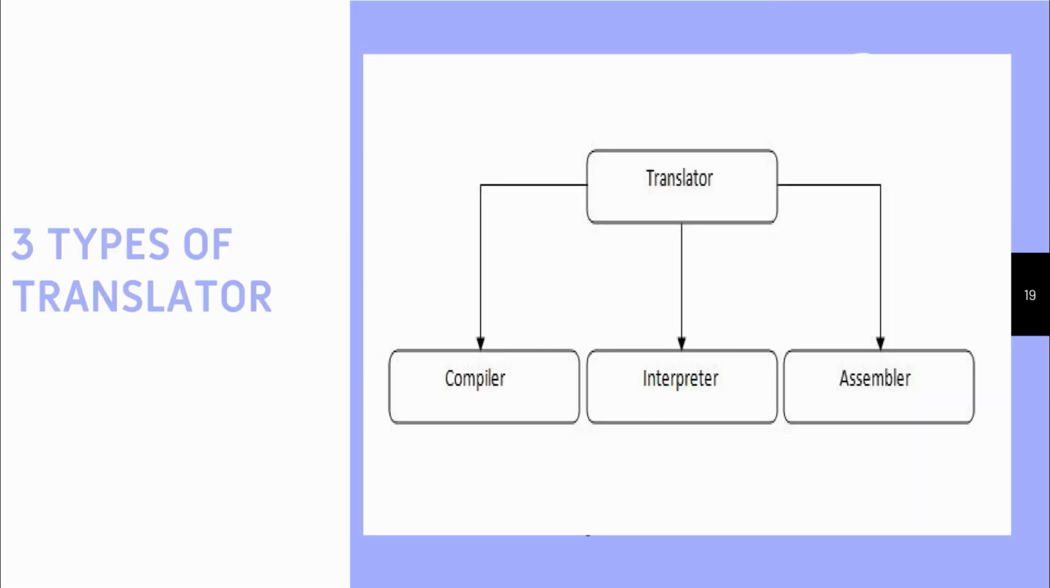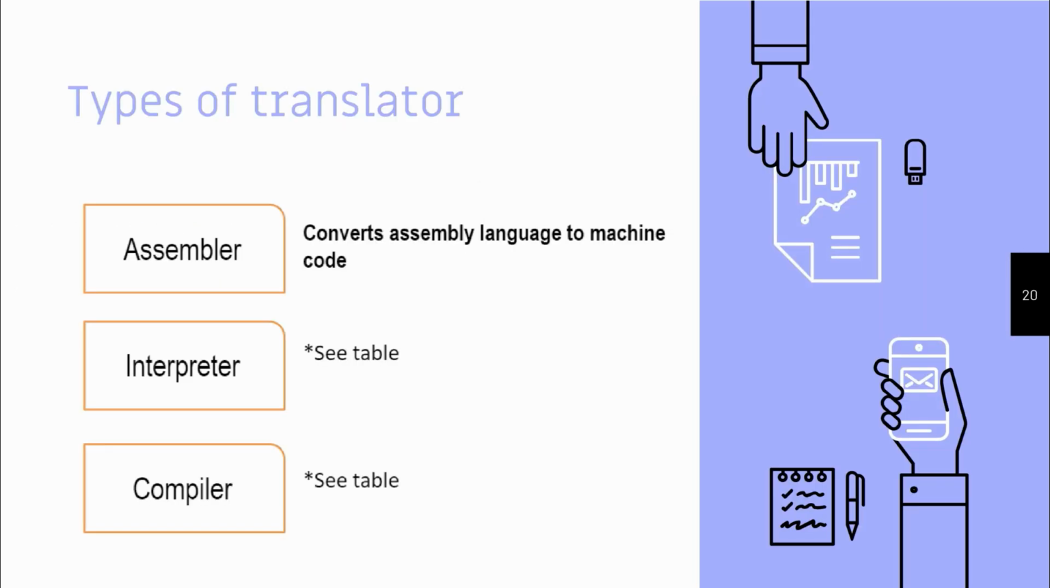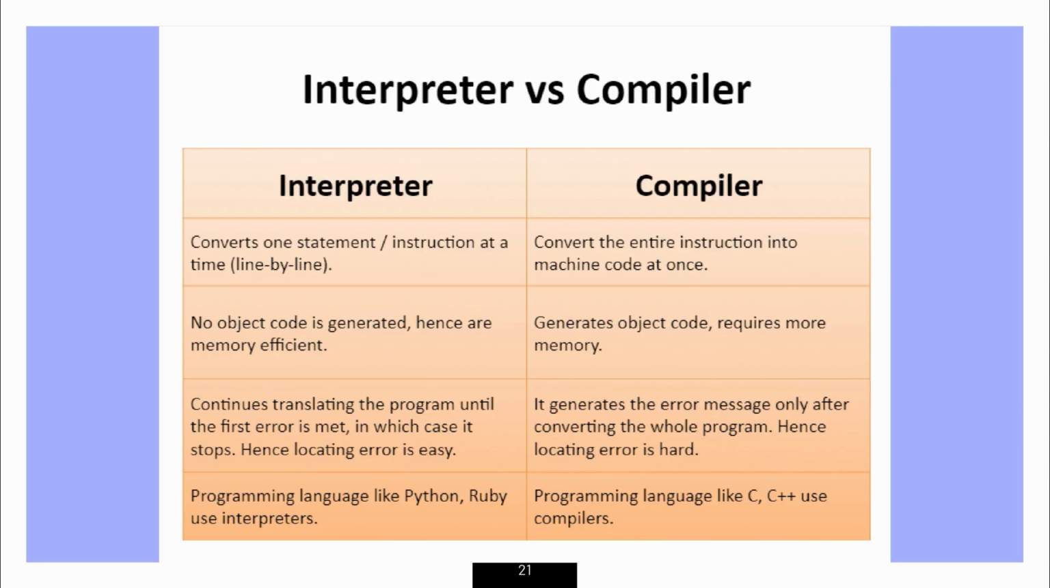And now we're looking at the types of translator. So there are three types, which is compiler, interpreter, and assembler. Okay, as for assemblers, the function is to convert assembly language to machine code. So it's very simple lah. Okay, as for interpreter and compiler, okay, dengar betul-betul.